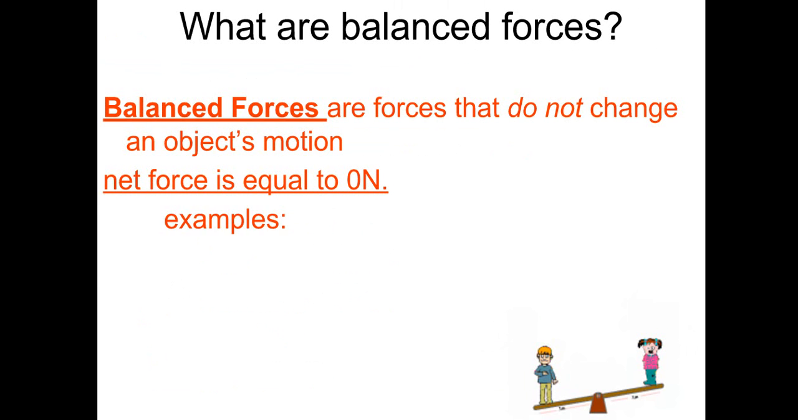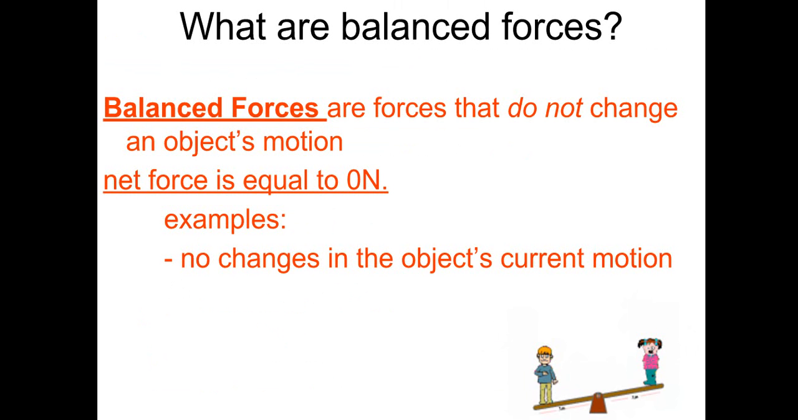So examples are, there's no change in the object's current motion. Let's say you have a plane that's flying at 500 miles per hour going eastward. That plane is going to continue to go 500 miles per hour eastward. It's not changing direction, it's not speeding up, it's not slowing down. That plane is under the effect of balanced forces. If the object remains still, that's another way forces are balanced on that object. It's not going to start moving, it's just going to stay stopped. So those are the 2 ways that objects can remain under balanced forces.